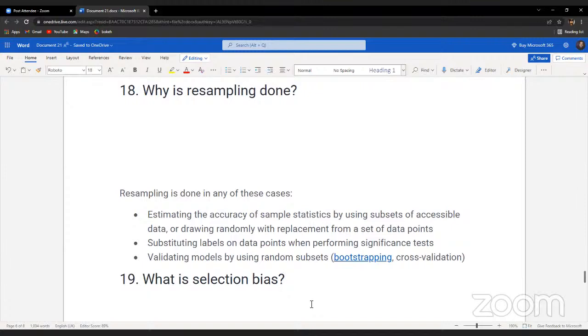As we jump into the next question, what is selection bias? If anyone knows the answer, ping me in the chat box and we'll discuss the answer within a minute.